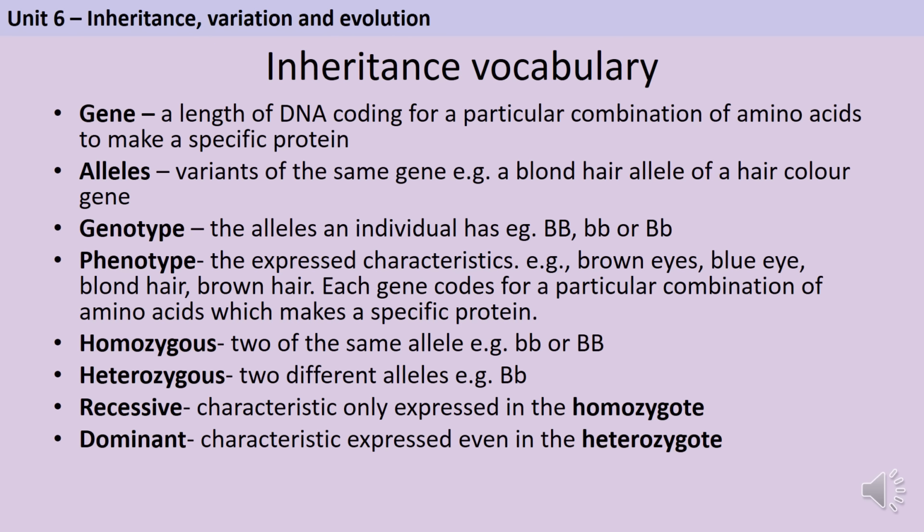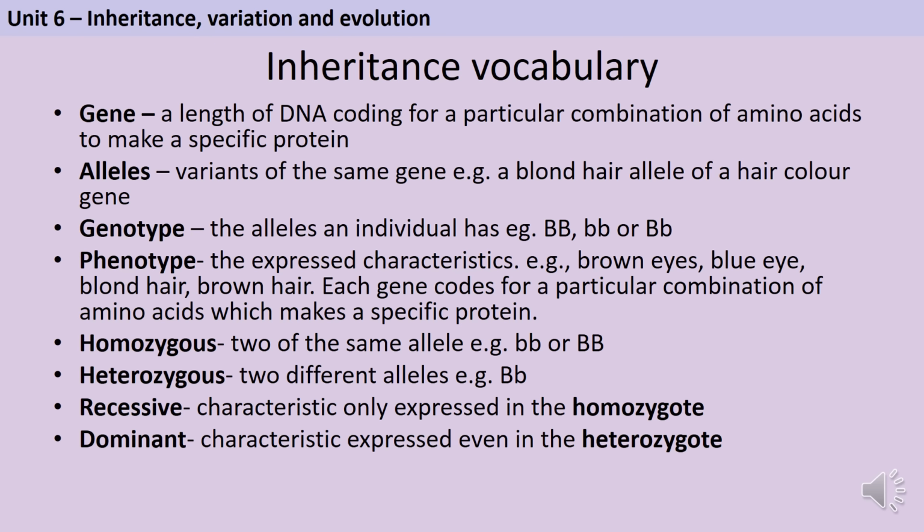So, a gene is a length of DNA that codes for a particular combination of amino acids which join together to make a specific protein. That could be something like a pigment to make your hair brown. An allele then is the different variants of that same gene. So for instance, some people have the allele which allows them to make that pigment and therefore they have brown hair. Some people have a different allele for a faulty version of that pigment, so it's not actually brown and therefore they have blonde hair. So we talk about the brown hair allele and the blonde hair allele of the hair colour gene.